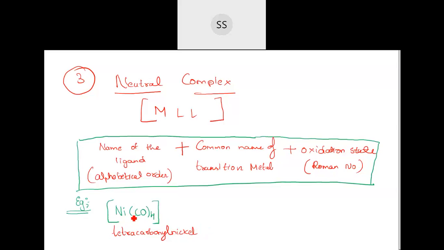Oxidation state of nickel. See, carbonyl doesn't carry any charge. It's a neutral molecule, so here it's 0. Correct, no? Whole thing is 0. If you want, I will write it like this: nickel plus carbonyl is 0. The whole complex is also carrying a 0 charge. So what is the oxidation state of nickel? Nickel oxidation state is also 0. So within the bracket, you write 0.